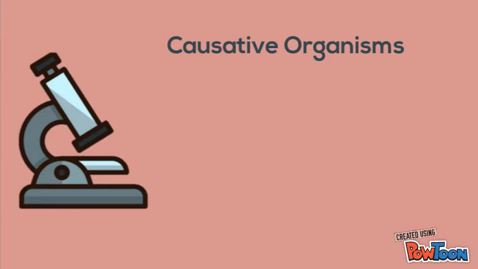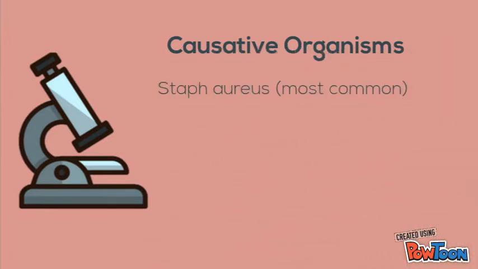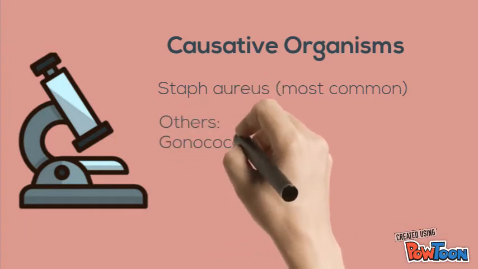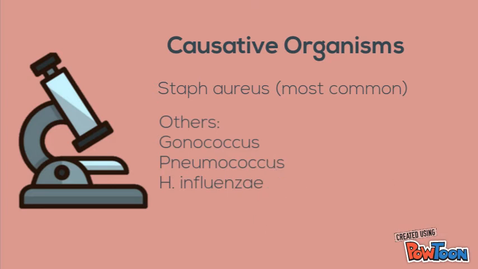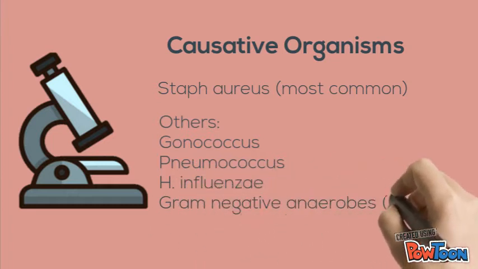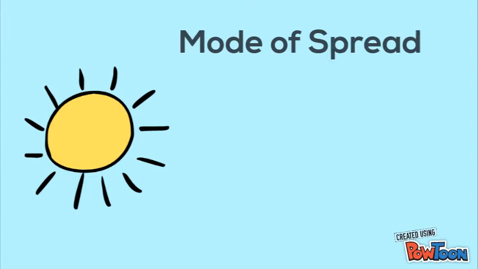The commonest causative agent is Staphylococcus aureus, a gram-positive diplococci. Others include gonococcus in adults, pneumococcus, H. influenza, which used to be the commonest cause in children before the introduction of the vaccine, and gram-negative anaerobes, such as E. coli. There are various methods of spread, the most common being hematogenous, or via the blood.